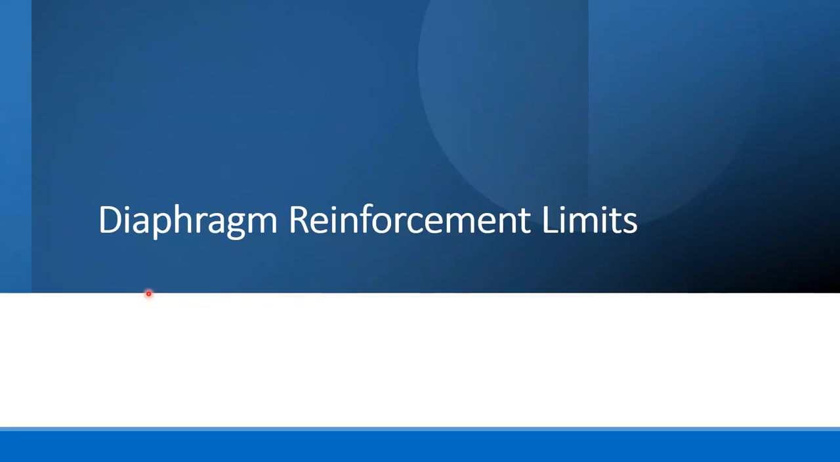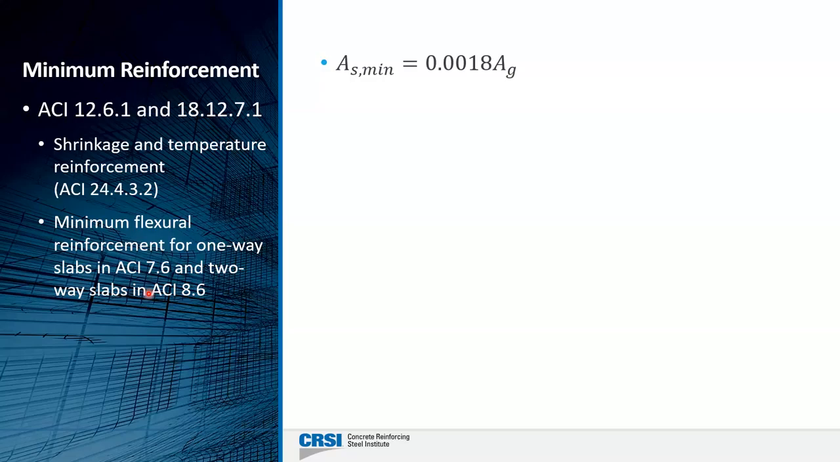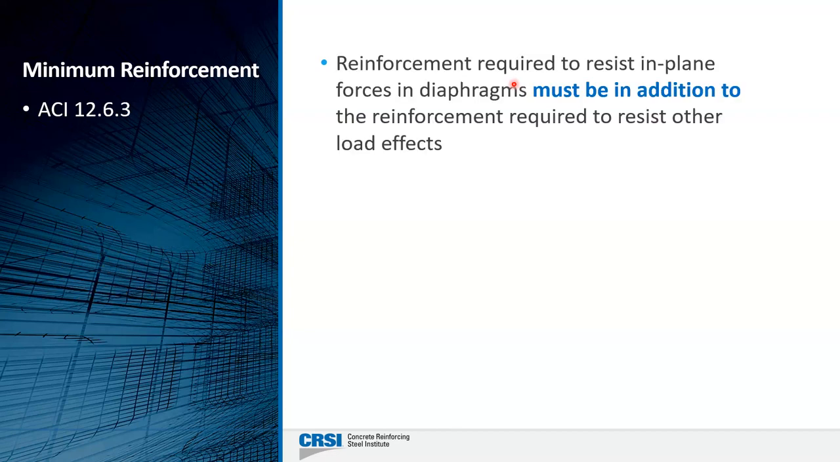We're going to start out by looking at the reinforcement limits for any diaphragm. If we're following the ACI code, you can find in sections 12.6.1 and 18.12.7.1 that if you have a one-way slab or a two-way slab that's acting as your diaphragm, the minimum reinforcement you have to have in there is for shrinkage and temperature, which is 0.0018 times A sub g, A sub g being the gross area of the section you're looking at. Generally we'll do it per foot width, whatever the case may be. Very simply, generally speaking, you're going to get much more reinforcement than this unless it's a very lightly loaded structure.